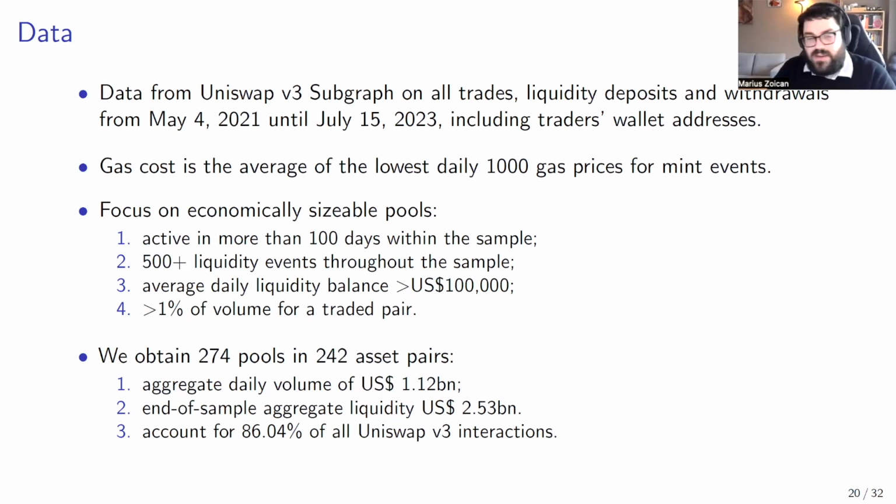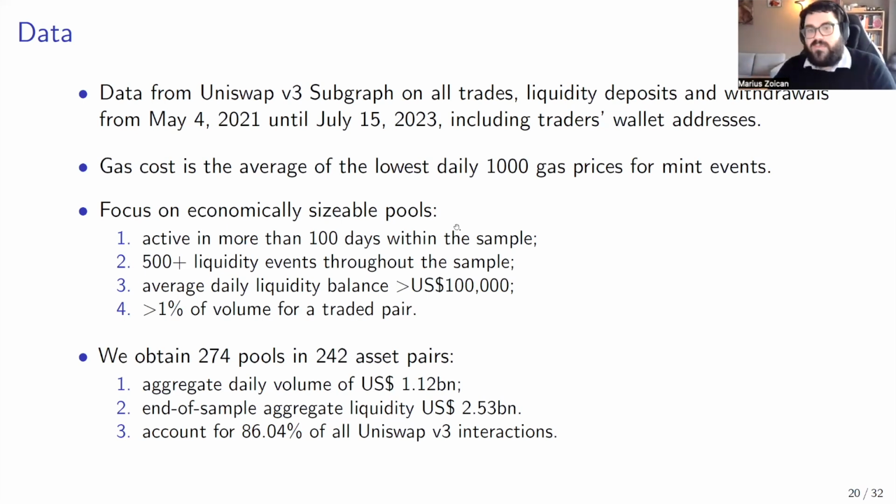So we get our data from the Uniswap v3 subgraph. All trades, mints, burns from the inception of the market on May 4, 2021 until essentially the summer of last year, July 15, 2023, and we include the wallet addresses. We collapse this into daily panels. Our proxy for the gas cost is going to be the average of the lowest 1,000 gas prices for mint events. So we want to really look at the simple transactions, those that are pure Uniswap mints, and we're looking at the lowest 1,000 gas prices in a given day.